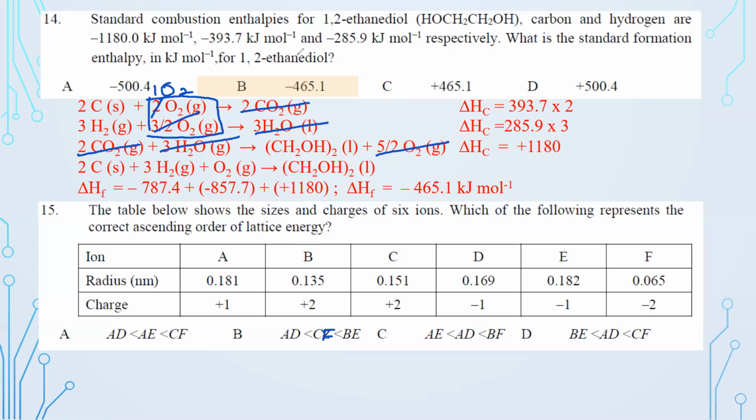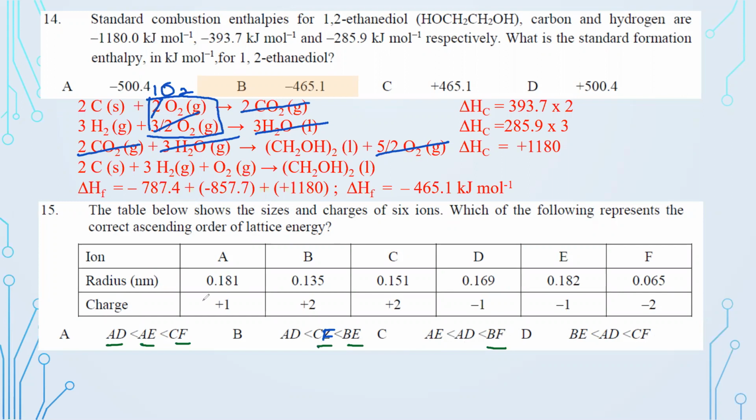Okay, so in this case, you have a mixture of different compounds. If you notice carefully, we have a few compounds such as AD, AE, CF, BE, BF. So if you arrange them carefully, I'm going to arrange them in one shot. There are 6 in total: AE, BE, AD, CF, BF.